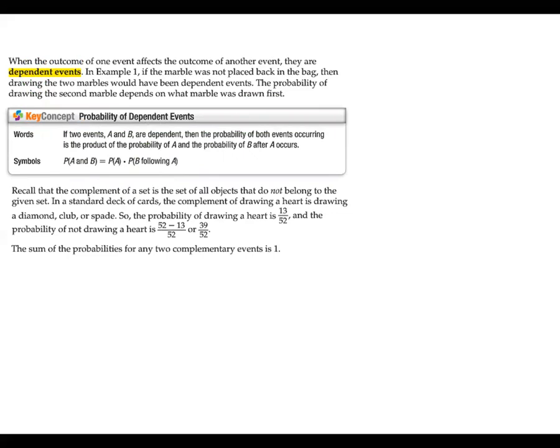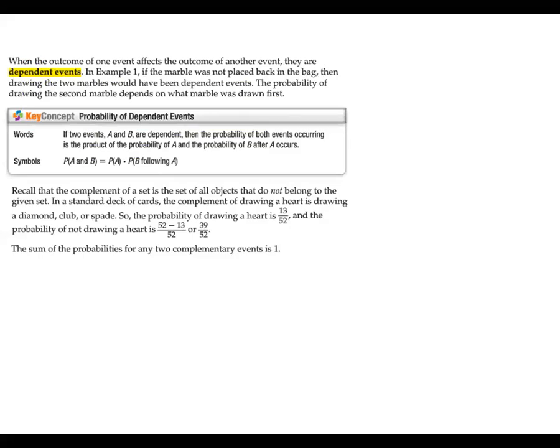events, because what happens the first time affects the second one. So the outcome of the second one depends on what happened in the first one. So in example 1, if the marble was not placed back in the bag, then drawing the 2 marbles would have been dependent events, because when you take that first marble out, you're changing the total number of marbles left in the bag if you don't put it in. Therefore, that's going to change the numbers for the second marble. So those are dependent events.